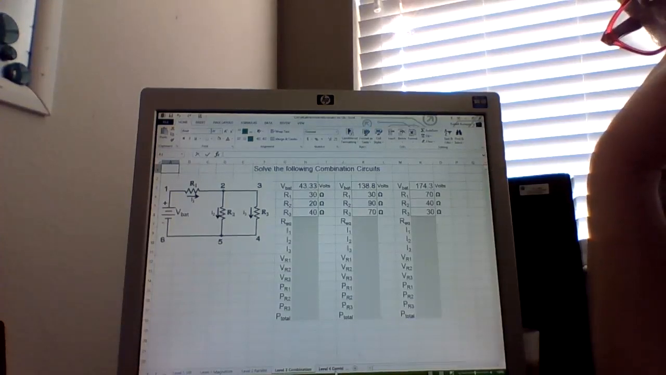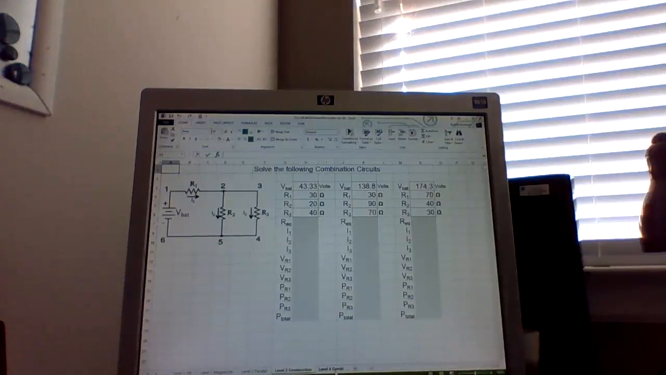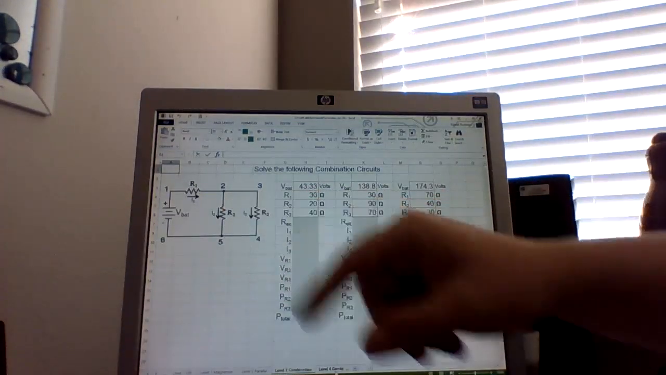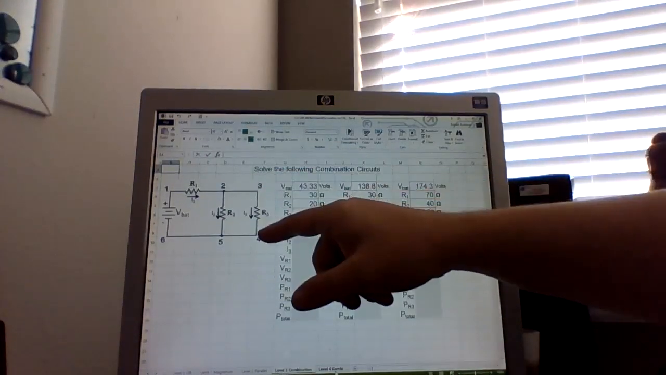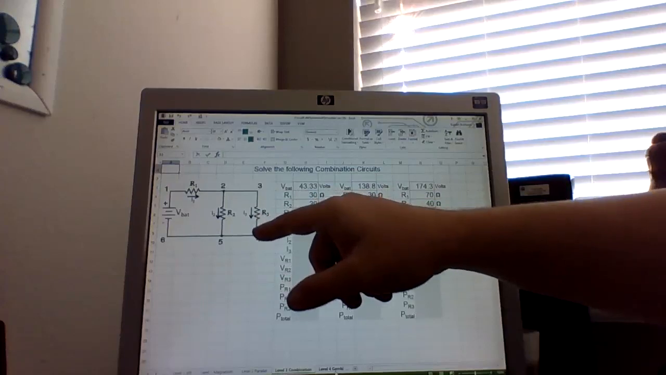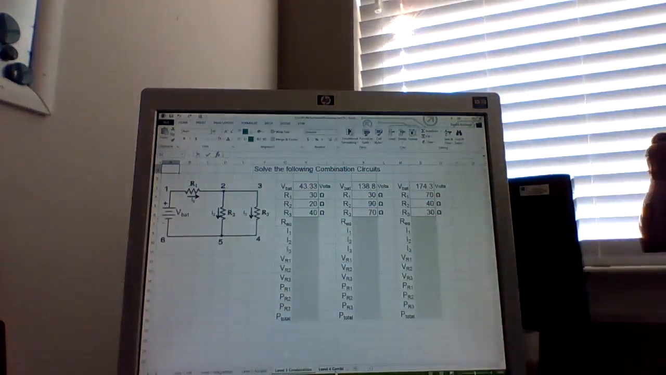Okay, I got parallel. Anyone else? Any other answers? So if I look at this, R2 and R3 are in parallel. The voltage across them is exactly the same, and the current is split. R1 is in series with both of those.